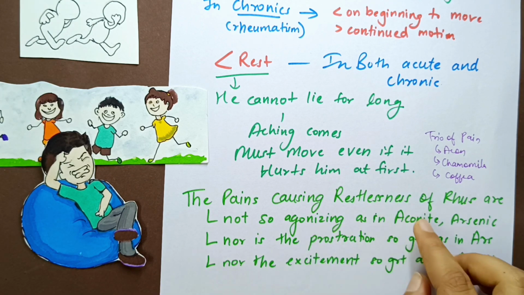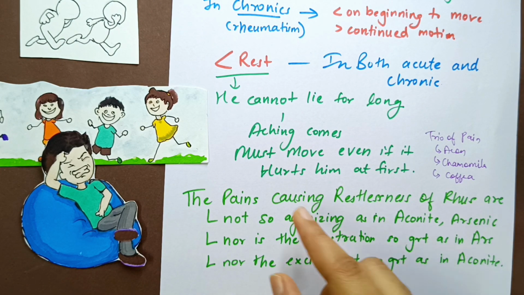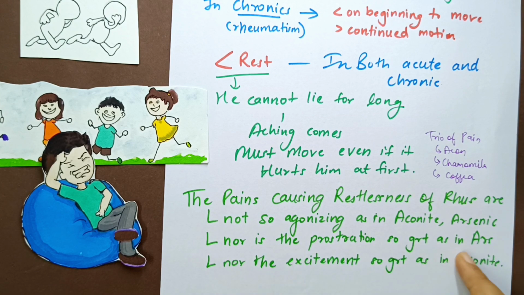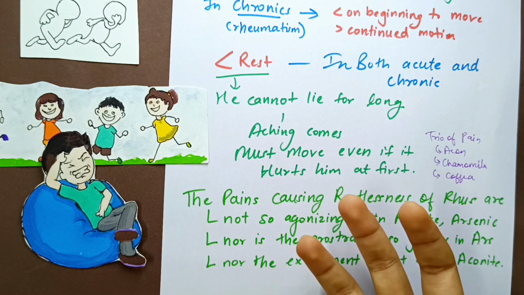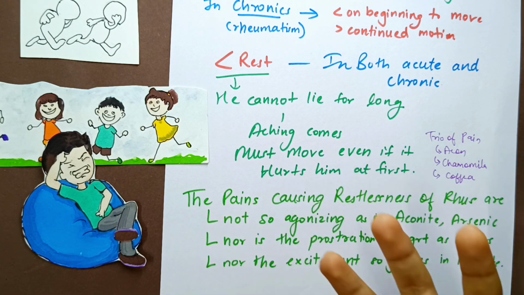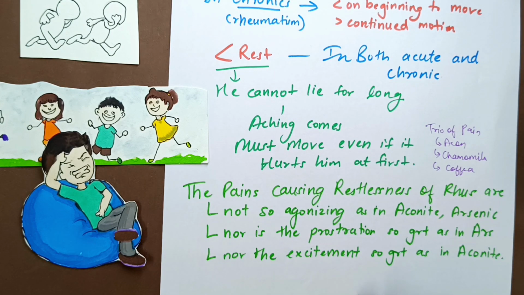So aconite has an agonizing kind of pain. Arsenic also has an agonizing kind, but the pains of Rhus tox are not like that; they are an aching, dull kind of pains. Nor is the prostration so great as in arsenic. In arsenic there is extreme prostration. They are very prostrated, very fatigued, very tired, very exhausted. That is a characteristic symptom of arsenic. But in Rhus tox there is no prostration as we see in arsenic.